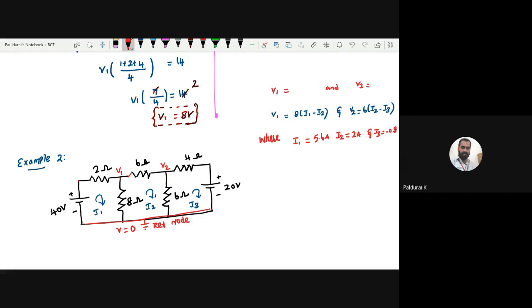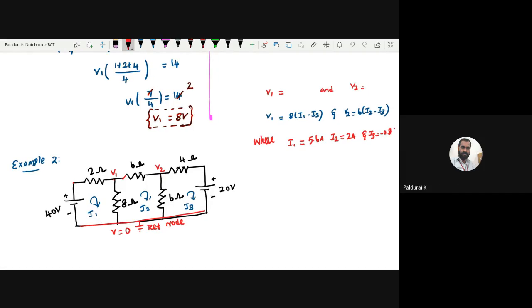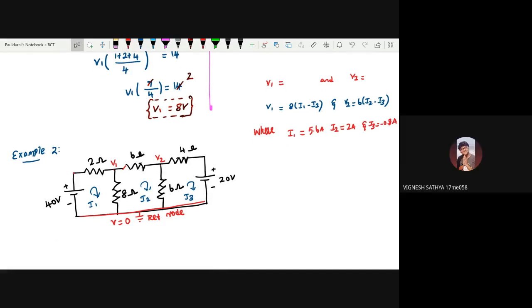Okay. Vignesh, first I am doing it in mesh, the same flow. First, find V1 and V2 using mesh analysis, then we will apply nodal. We will go through two problems like that. After that we will forget mesh analysis and straight away jump into nodal. Okay, sir.